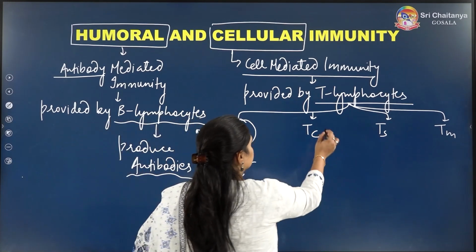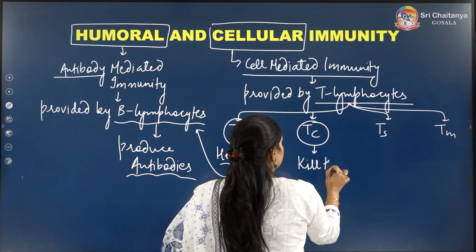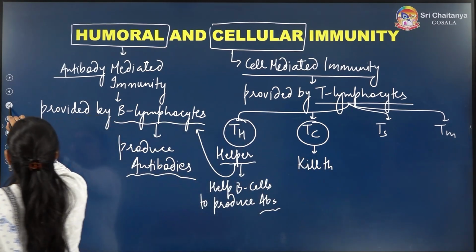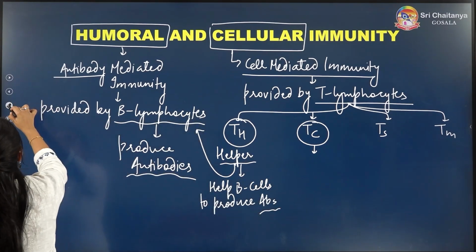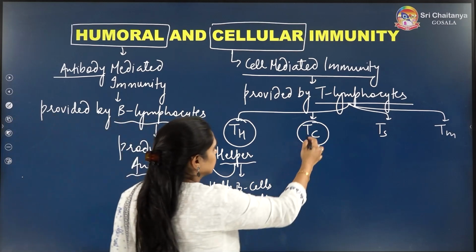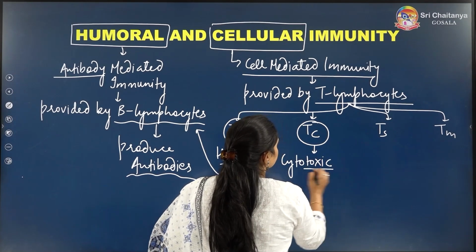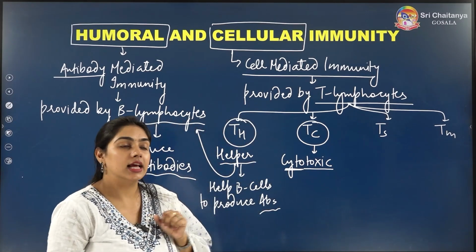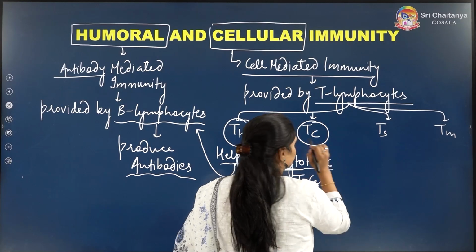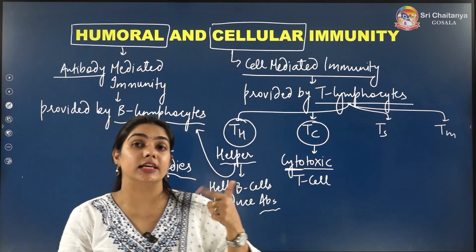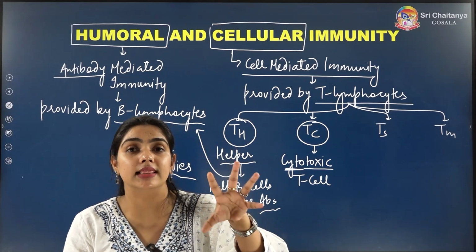Now the cytotoxic T cell or killer T cell, it is going to kill the cells. First of all, it is cytotoxic T cell. C stands for cytotoxic. So it is toxic for the cells. Cyto means cell. It is toxic for the cells. So it is going to kill the cells in which pathogen is present or antigen is present. So it is directly going to kill that cell.